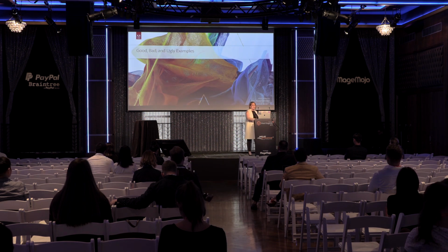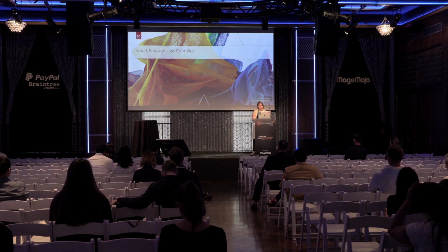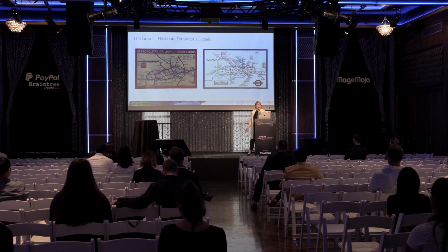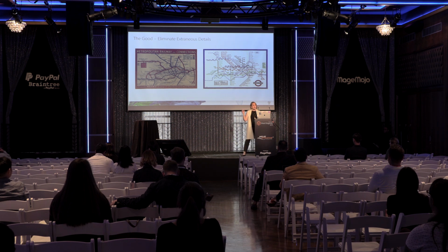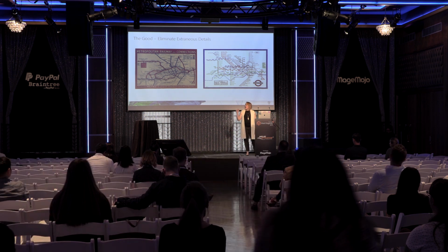So we're going to look at some examples, some good ones, and some bad, ugly uses of data as well. So this might look familiar to some of you. It is a map of the London Underground. On the left-hand side, we have an older version, and on the right-hand side, we have a version redesigned by Henry Charles Beck in 1930.